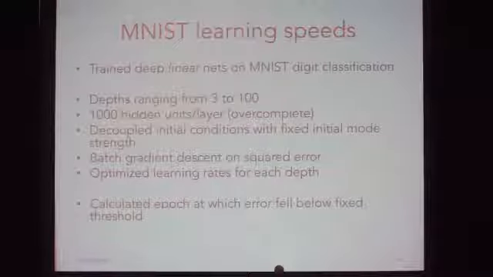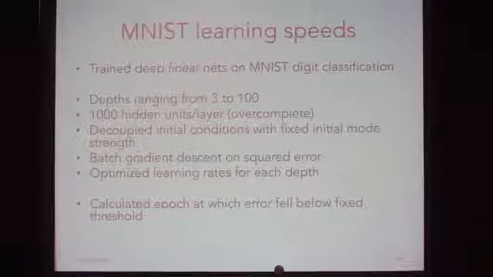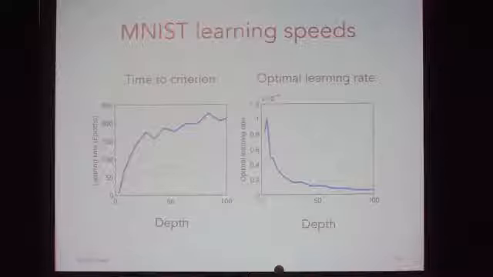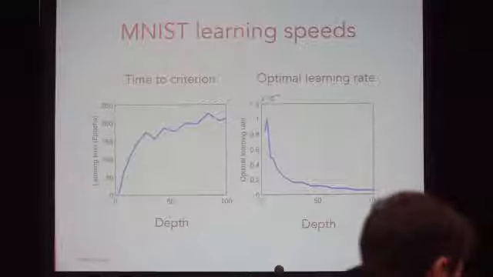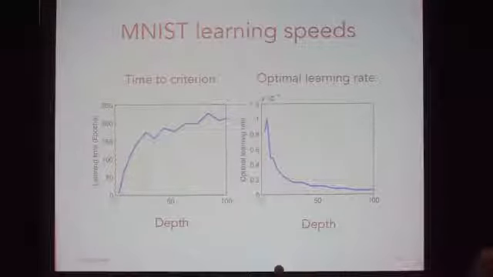Okay, so this is a prediction, but we have to go test it. So we looked at deep linear networks learning the MNIST classification task. Here's the scaling of learning time with depth, and you can see that the deep networks are slower, but it's saturating. It's not exponentially slower. It actually appears to be only a finite amount slower.